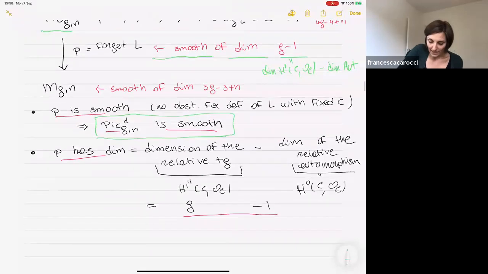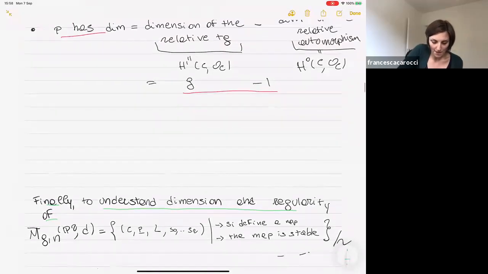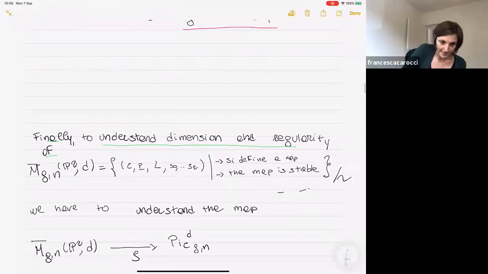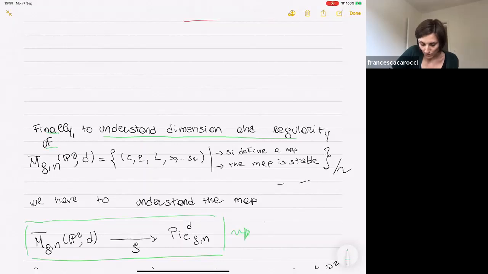And finally, in order to understand the dimension and the regularity of the moduli space of maps, what we'll have to do is study this map here, which forgets the section. And we will see tomorrow how to do that. And this finally is going to complete the study of the local structure of the moduli space of maps to projective space.